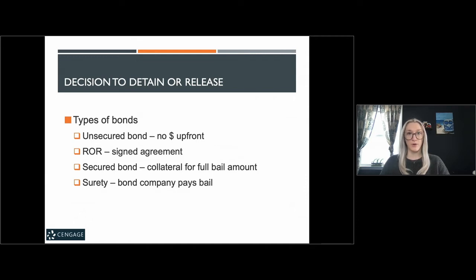A surety, however, is when the bond company is going to pay that full bail amount, and the defendant is going to pay roughly 15 to 20% of the bail amount to the bond company that's non-refundable. The bond company, though, will get the full amount back from the courts when that offender shows up for their next hearing.